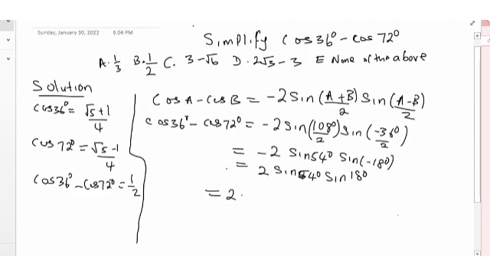2 times (root 5 plus 1) over 4, then times, for sine 18 degrees, it is the same thing as cos 72. They are complementary angles. So you have (root 5 minus 1) over 4. So if you simplify this, you are going to have 1 over 2.